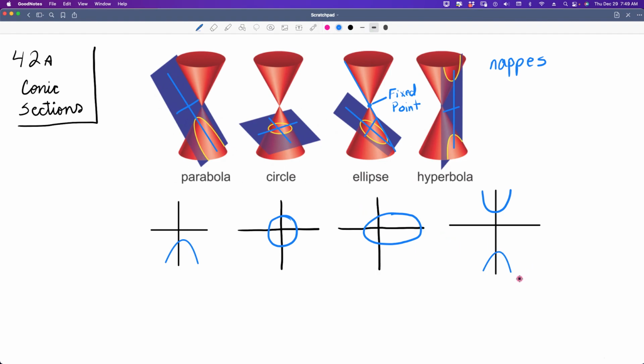That's all we have for 42A. There are no practice problems for this section, so go on to video 42B for the remainder of the lesson.